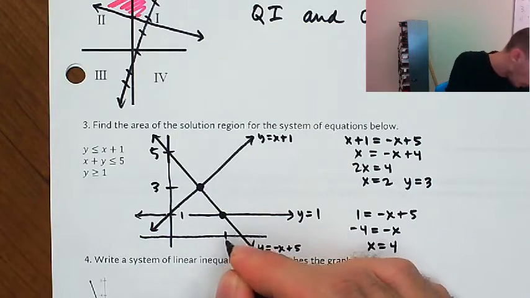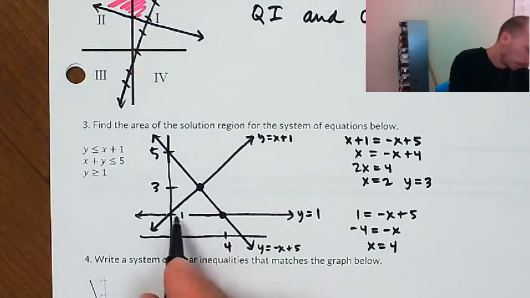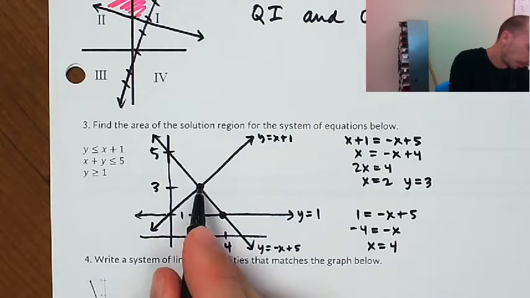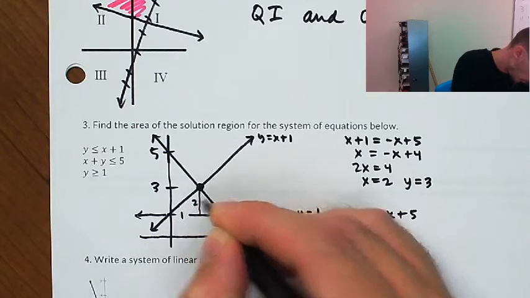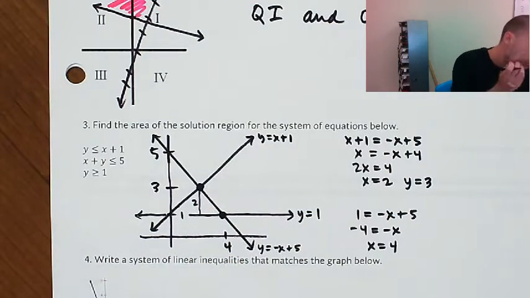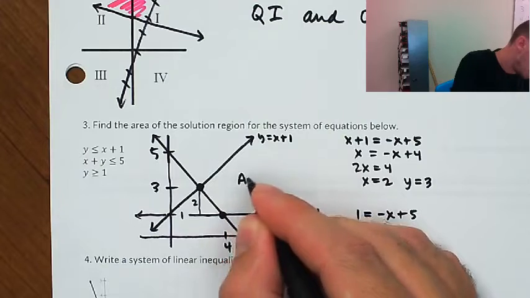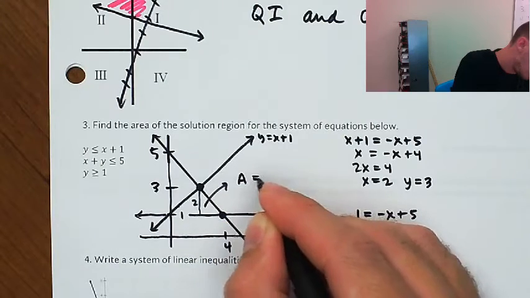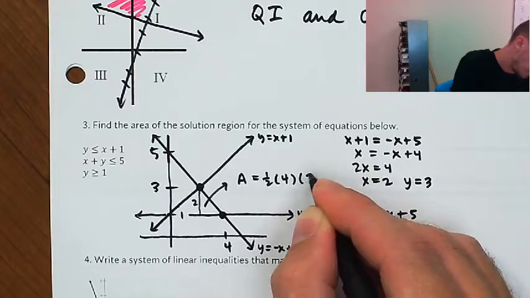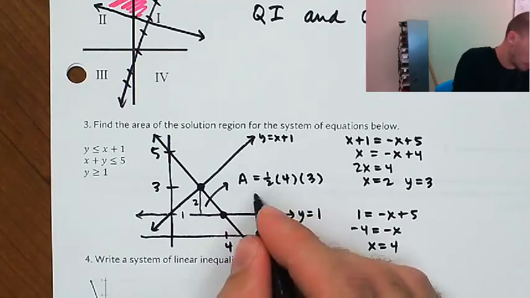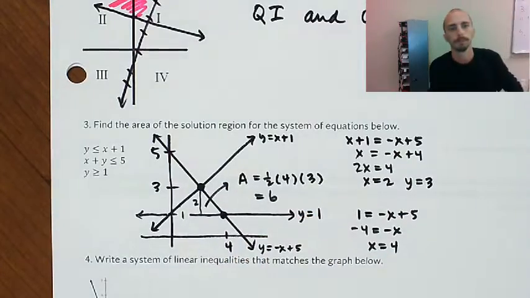Okay. So now I know that the width of my triangle is 4 and the height is 3 minus 1, which is 2. So the area of this triangle is going to be 1/2 times the length of the base, which was 4, times the height, which is 3, so that would be half of 12, which is 6.